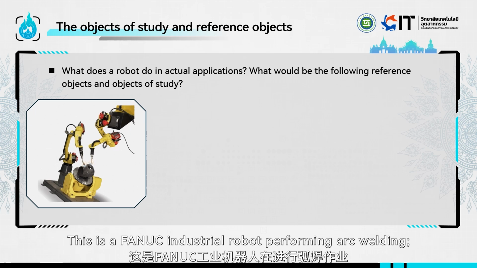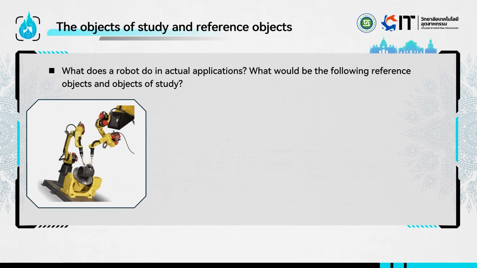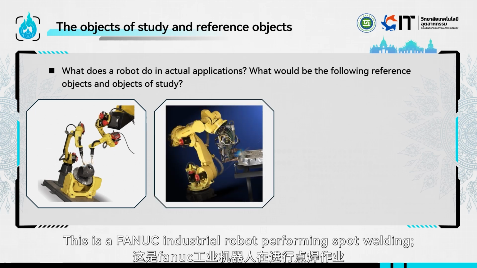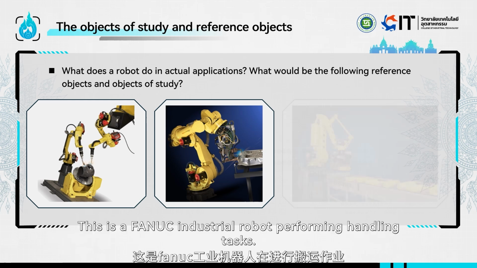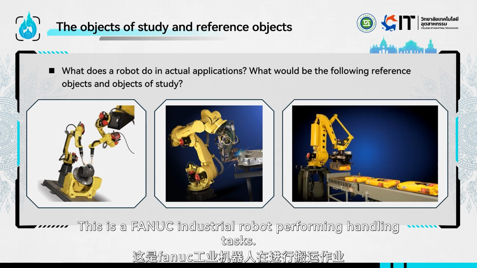This is a FANUC industrial robot performing arc welding. This is a FANUC industrial robot performing spot welding. This is a FANUC industrial robot performing handling tasks.